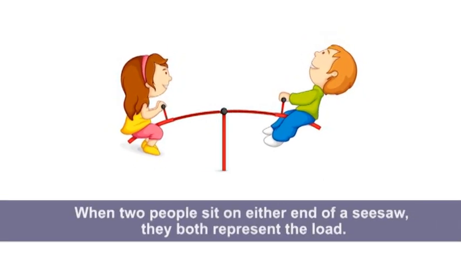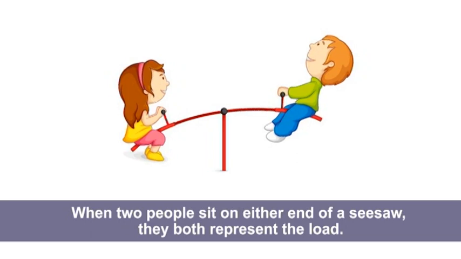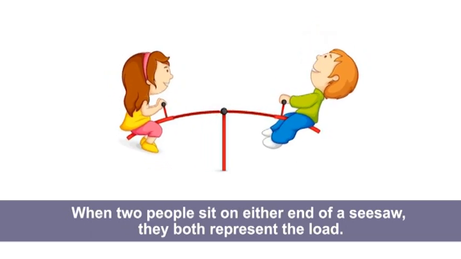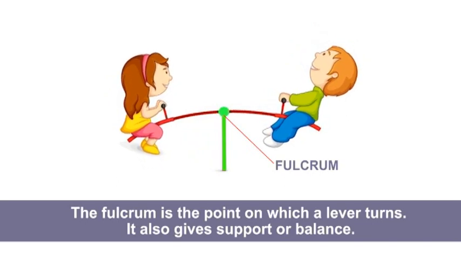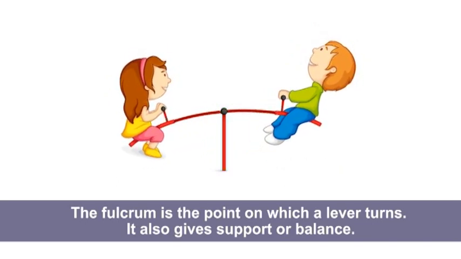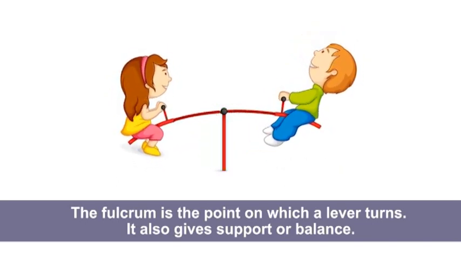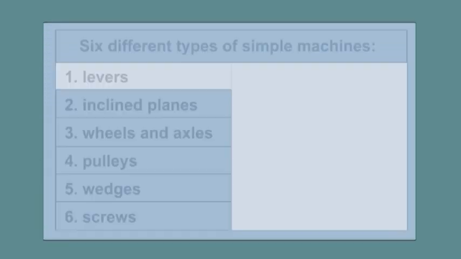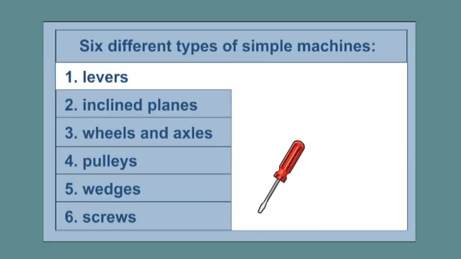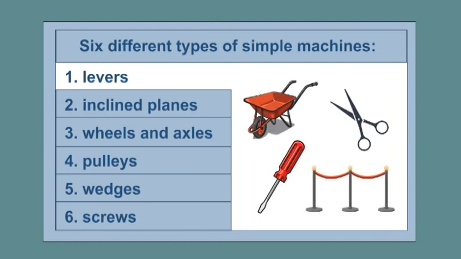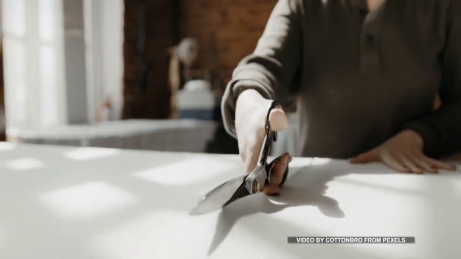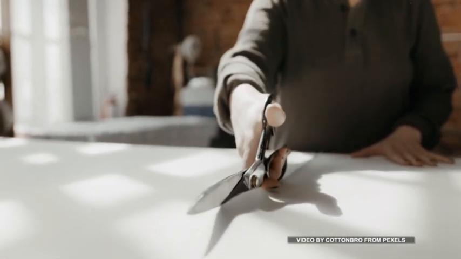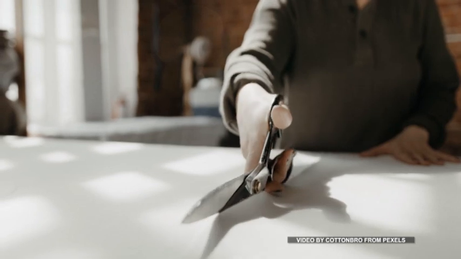When 2 people sit on either end of a seesaw, they both represent the load. The fulcrum is the point on which the lever turns. It also gives support or balance. Other examples of levers include screwdrivers, poles, a wheelbarrow, and a pair of scissors. Let's look at this pair of scissors. Notice its 2 blades and how it works.